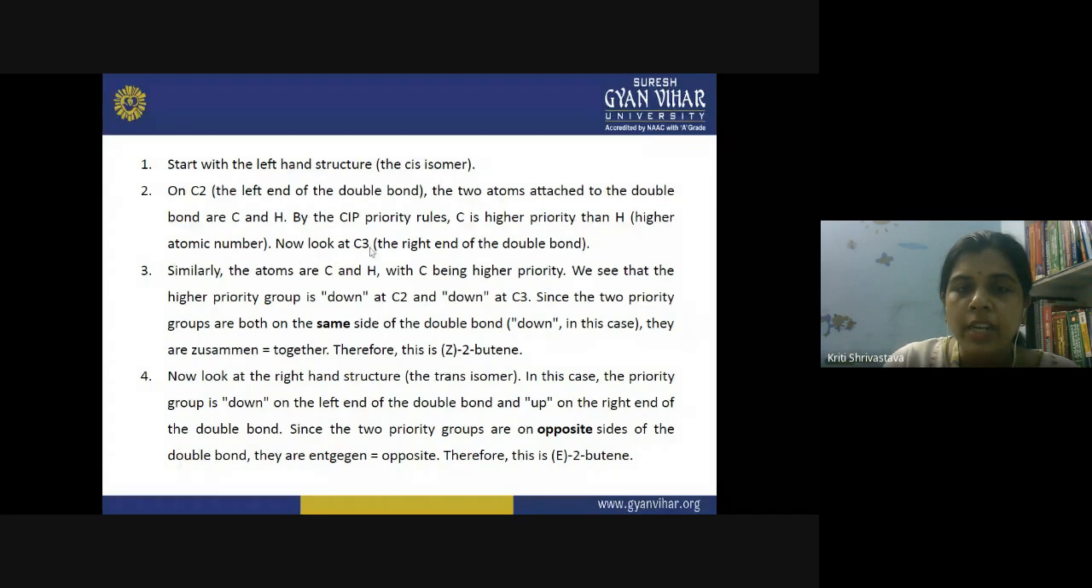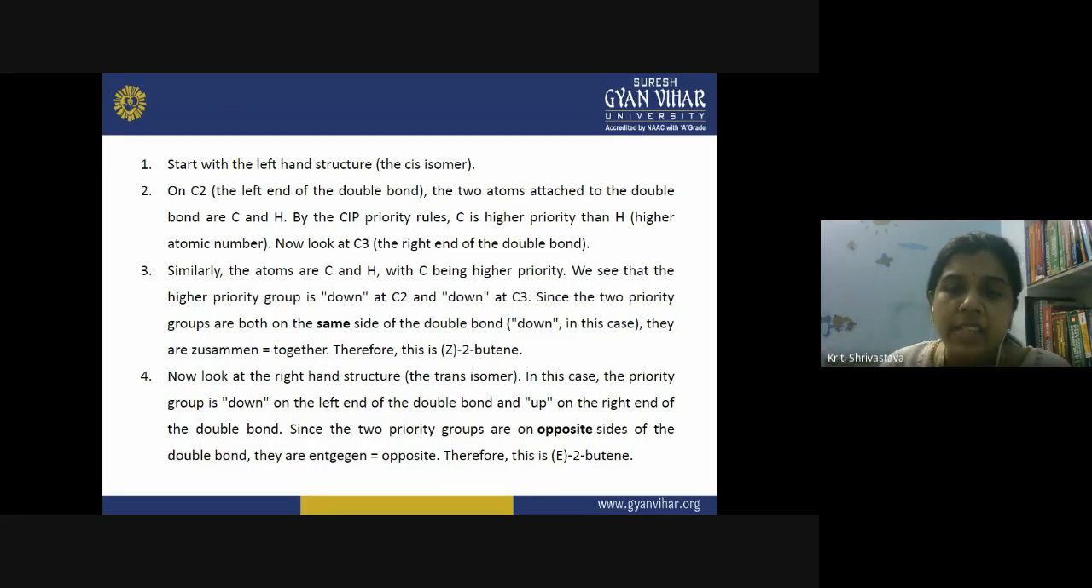Now you look at carbon number 3, that is on the right end of the double bond. Again you will see that we have carbon and hydrogen attached, and now the carbon will get the higher priority. So we see that the higher priority group is down at C2 and down at C3. And since the two priority groups are on the same side of the double bond, they are zusammen, that is together. So you call it Z-2-butene. And now if you look at the right hand structure, that is the trans isomer.